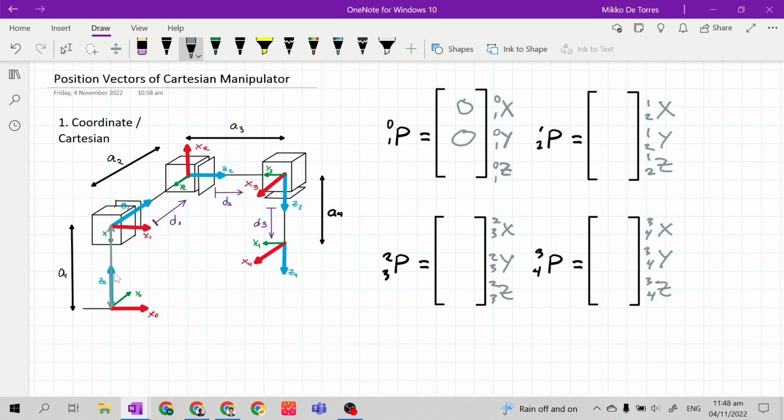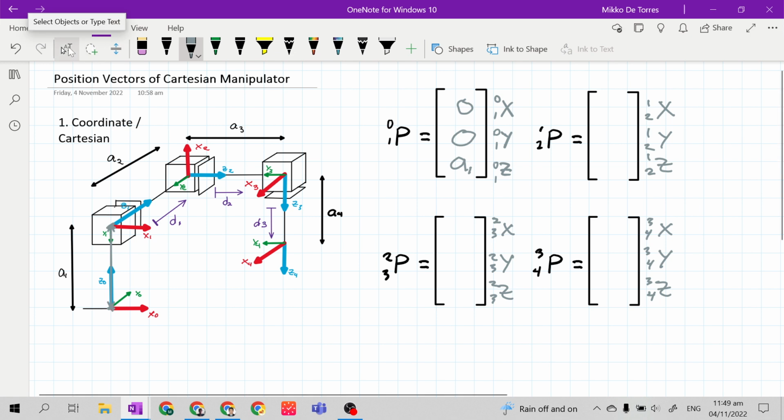So along the z sub 0 axis, there is a link length a sub 1. So we will write here a sub 1. A sub 1 is the distance between these two origins, the origin of frame 1 and the origin of frame 0 along the z sub 0 axis. So this is the position vector from frame 0 to frame 1, or the position vector of frame 1 relative or reference to frame 0.